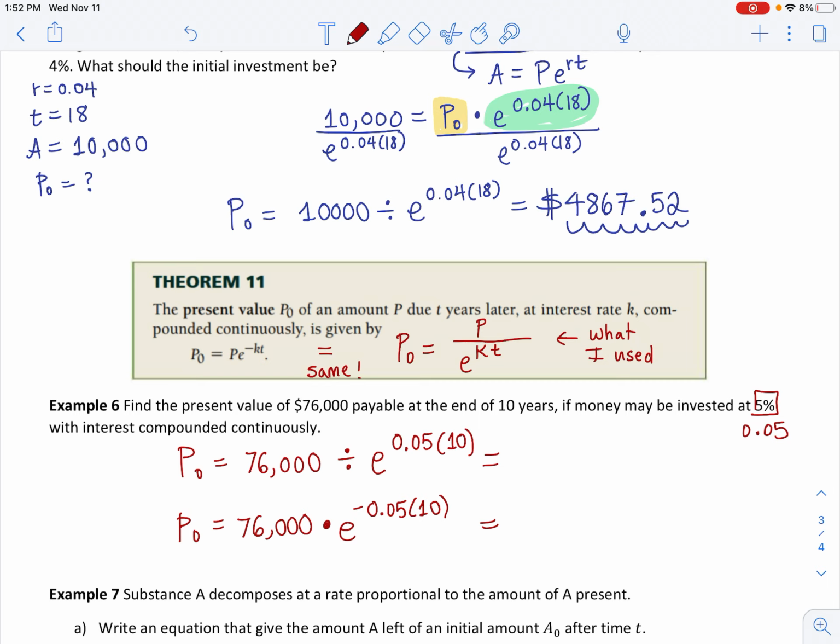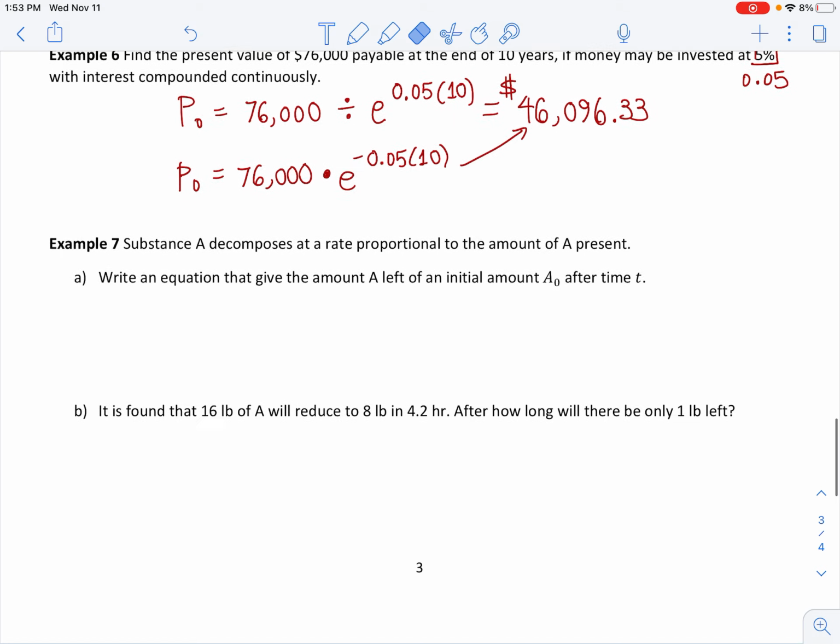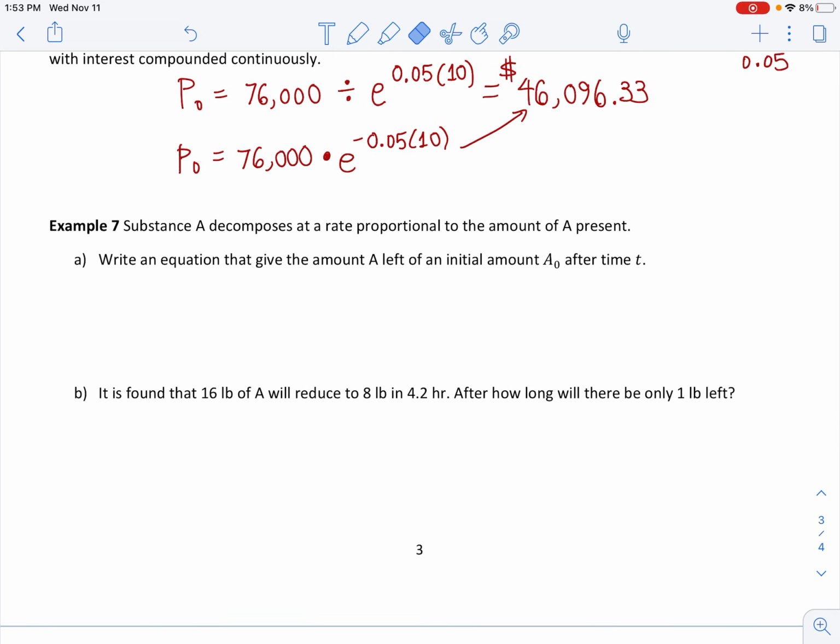How much money do we need to put in today? 76,000 times, I'm going to do my equation, divided by e to the 0.05 times 10. We need $46,963.3. I'll say that's the same thing. So it's amazing how our money grows, right? Only in a 10-year period. If I just have that lump sum of money, I will wait for it to just grow on its own. I wish.